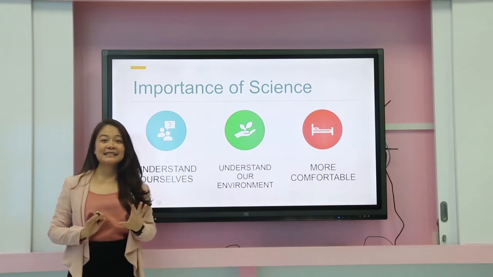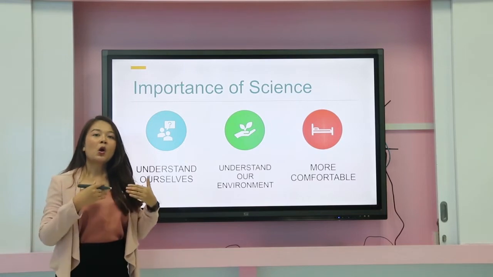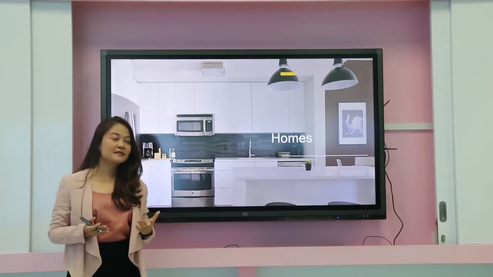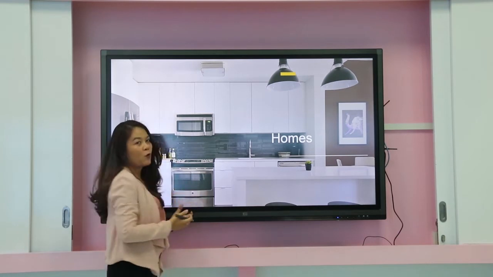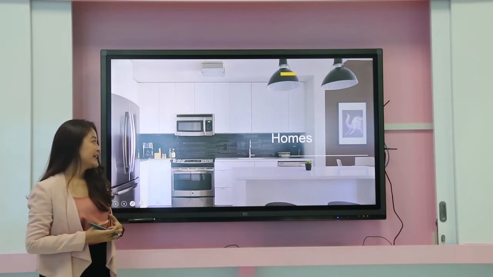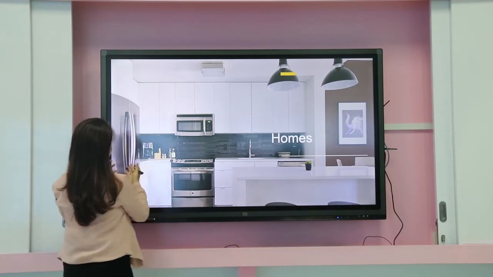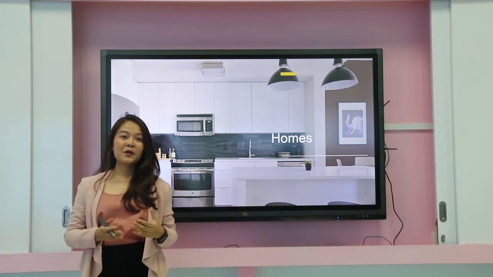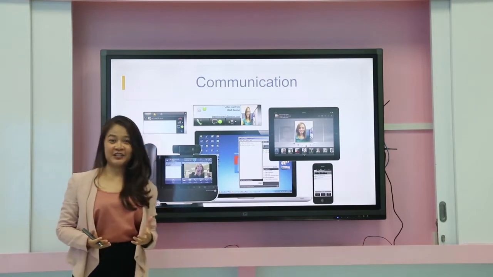We invent many machines or devices that help us do our work more easily and comfortably. For example, in homes, facilities such as electricity and tap water make our life easier and more comfortable. Even microwave ovens, refrigerators, and vacuum cleaners make it easier to do housework. Alright? And then, what about communication?